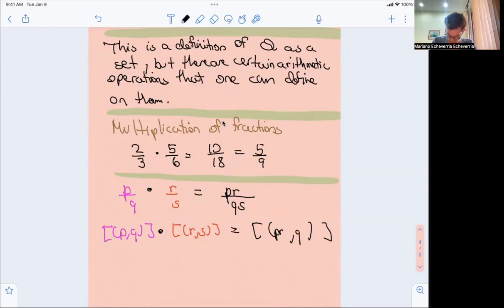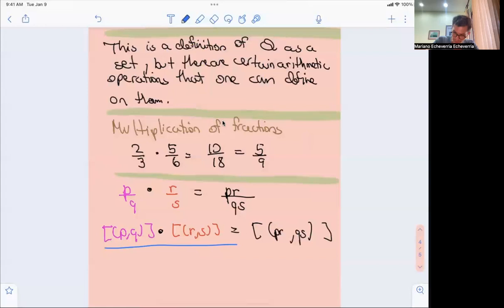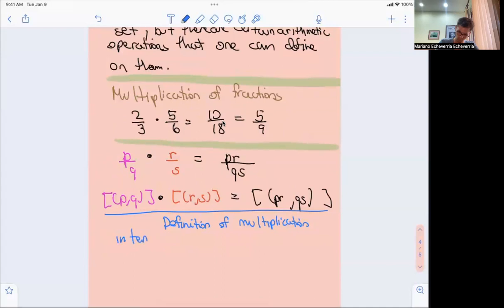Okay, and now that's our definition for the multiplication, right? So we are defining how you would define the multiplication of rational numbers in terms of equivalence class. Is that making sense so far? Any questions up to this point? So far so good?